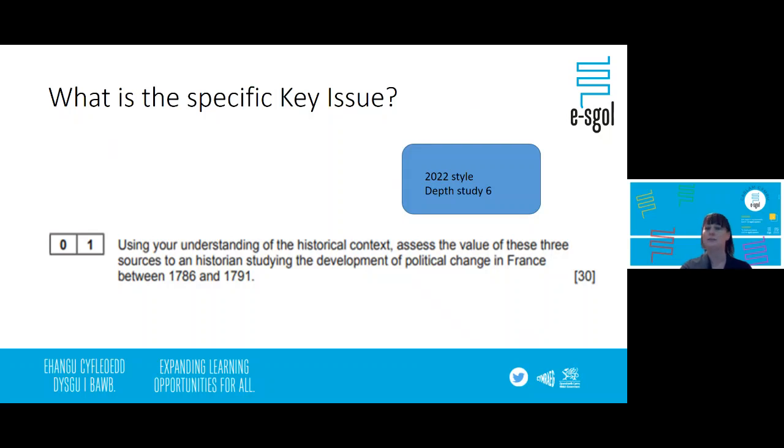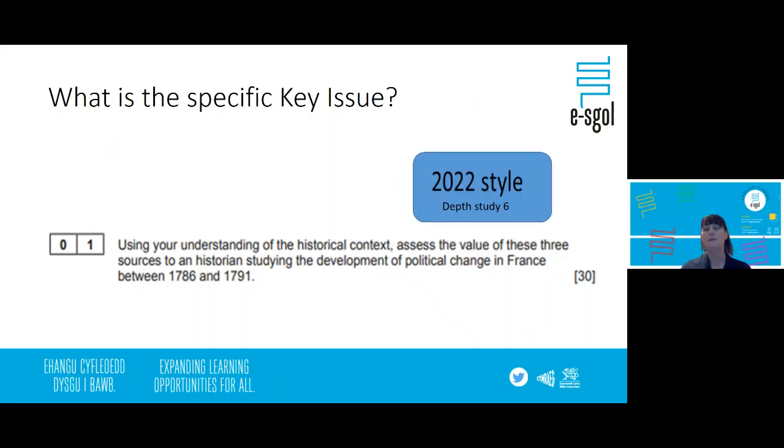Okay, so this is a different one. This is 2022. This is Depth Study 6. So what is the key issue here? Have a little look. Yeah, the development of political change in France. And then we've got our time frame between 1786 and 1791.